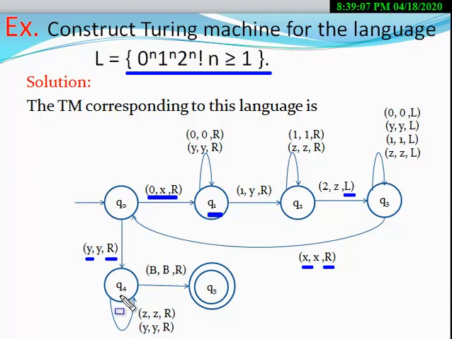As soon as at state Q4 the machine encounters Z or Y, the machine only moves in the right direction. The machine only moves in the right direction when it finds the Y and Z tape symbols in the tape.